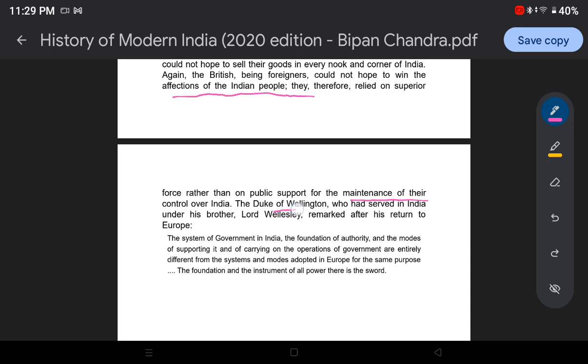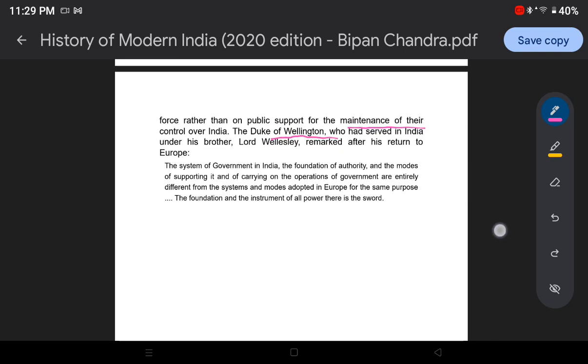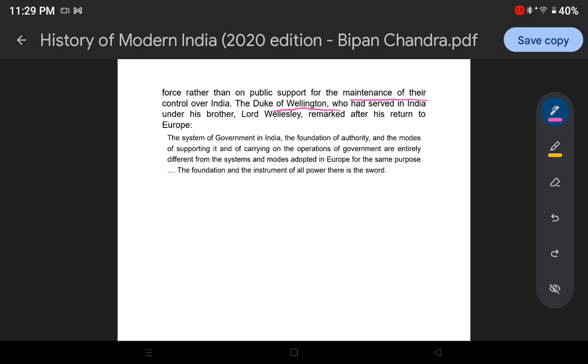The Duke of Wellington, who had served in India under his brother Lord Wellesley, remarked after his return to Europe, "The system of government in India, the foundation of authority, and the modes of supporting it and of carrying on the operations of government are entirely different from the systems and modes adopted in Europe for the same purpose. The foundation and the instrument of all power there is the sword."